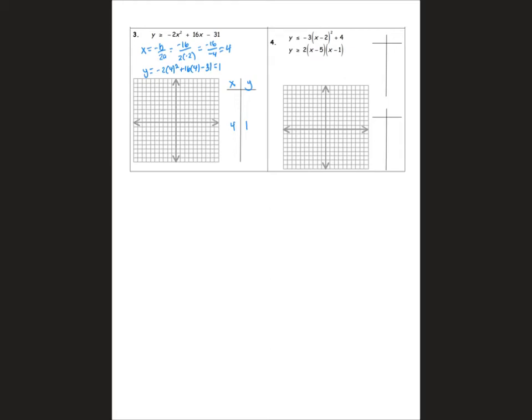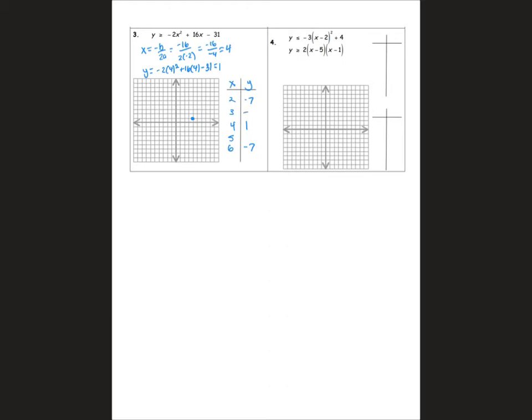1, 2, 3, 4, up 1. Pick a couple points to the left and right of my vertex. So maybe I pick 3 and 2, 5 and 6. And I need to plug in those corresponding x values back into the inequality to find the y values. And we would get 2, negative 7, which means 6 is also negative 7. Remember, it's equidistant, so they have the same, they're going to be symmetric.